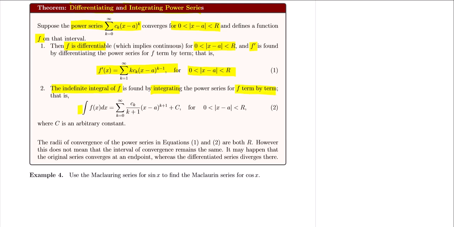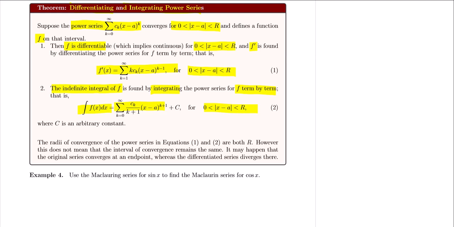Now, the definite integral for f is found by integrating the power series once more, term by term. So we're going to be defining the integral of f of x dx, and since a power series, which is called a power series because we just have a function of x raised to a power, we're basically using the power rule for antiderivatives, and that is going to give us the antiderivative for the function on that same interval.